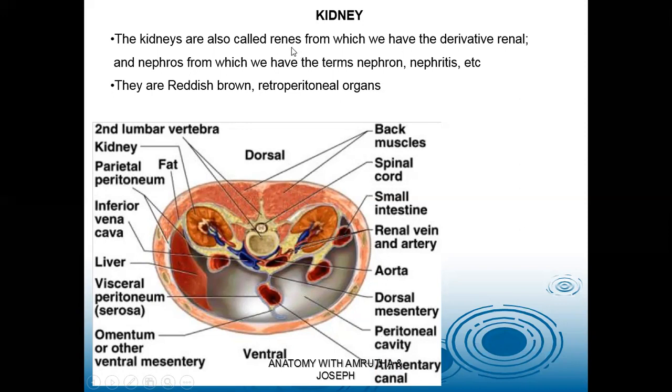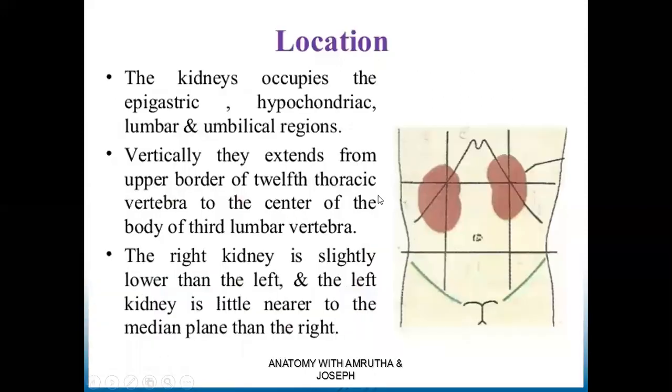Renes is another term which is used for kidneys, and nephrons is another term used for kidney again, because the structural unit of the kidneys are nephrons, and they are reddish brown colored organs. It is located in the epigastric region, hypochondriac region, lumbar, and the umbilical region, and it extends vertically from the upper border of the 12th thoracic vertebra to the center of the body of the 3rd lumbar vertebra.